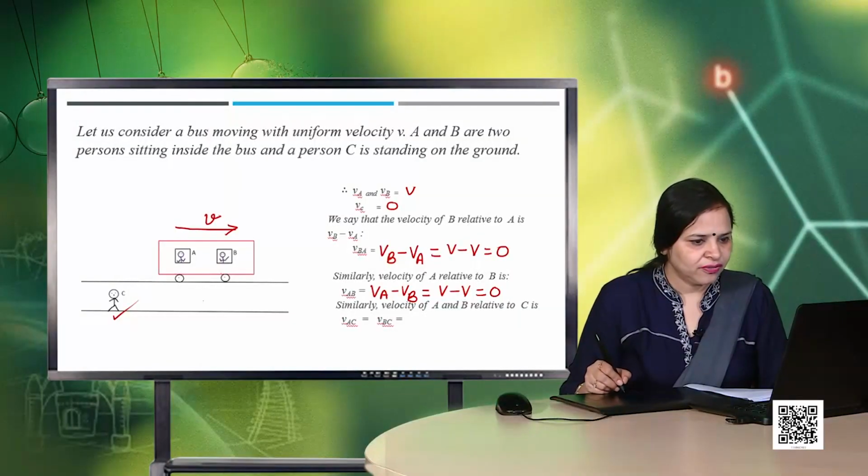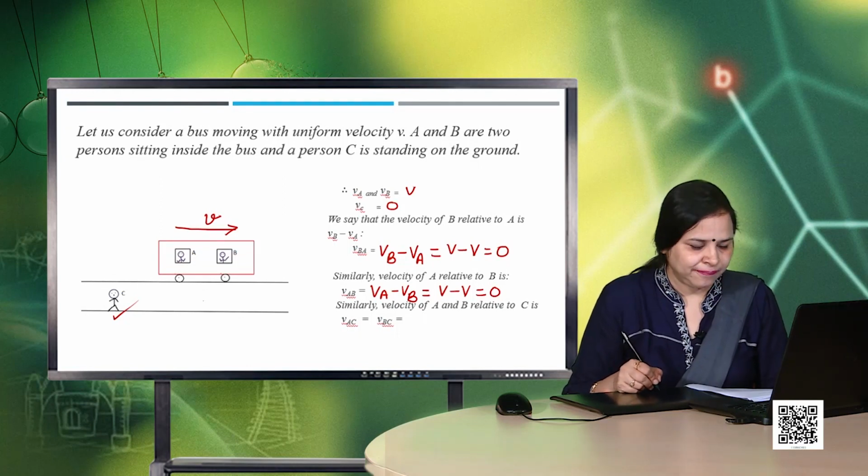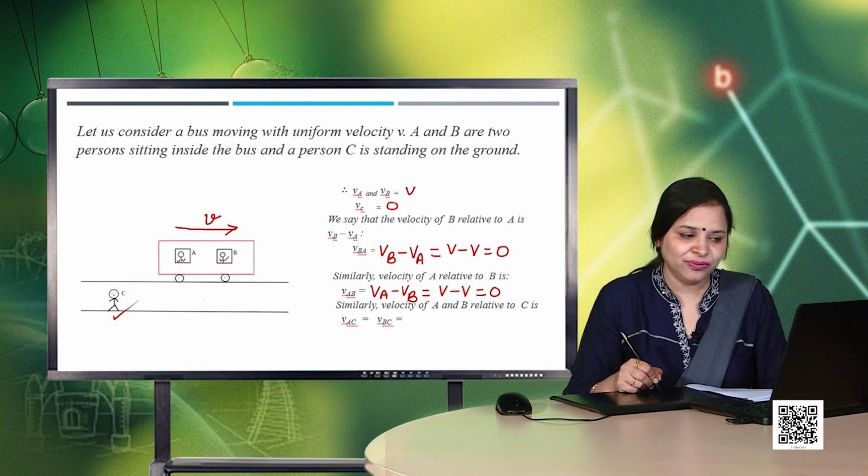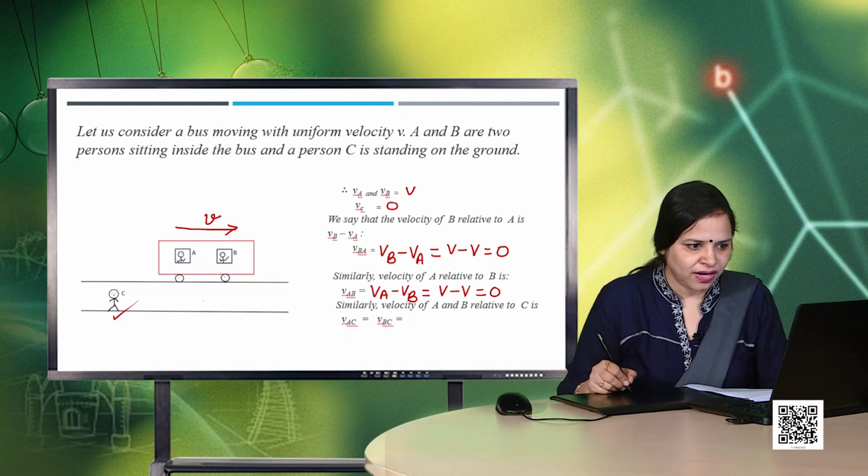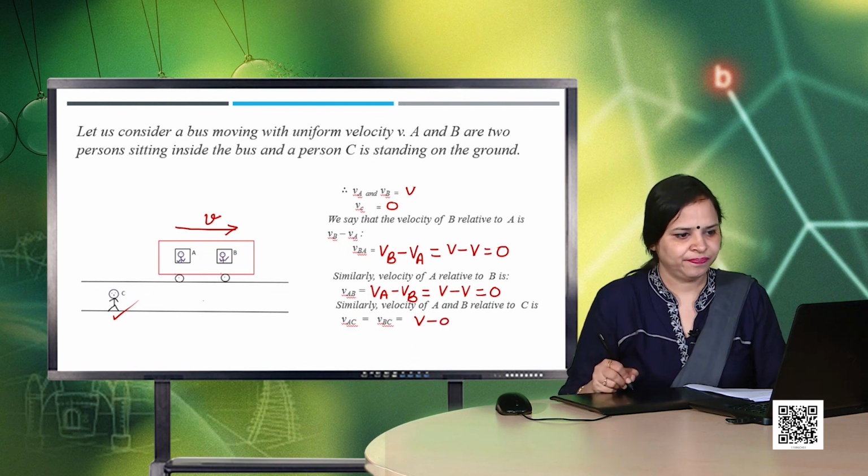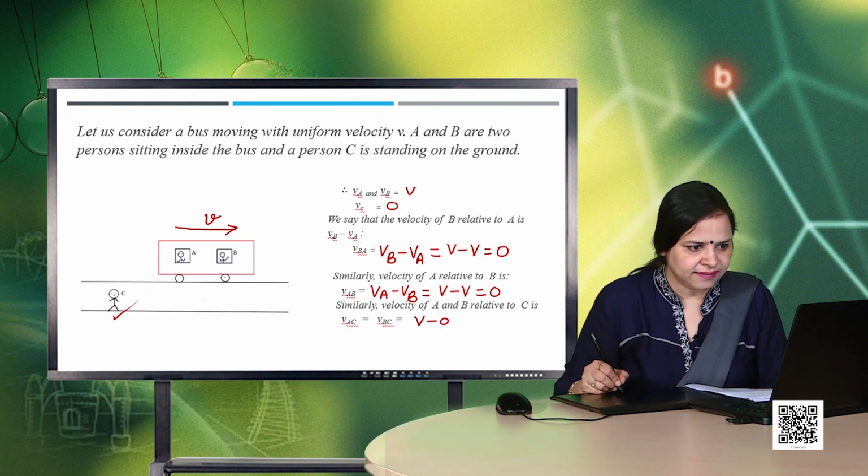Now, the velocity of A relative to C, C is the passenger who is standing on the ground, the person who is standing on the ground. So, the velocity of A relative to C, or the velocity of B relative to C, will be the same, that is V minus 0. So that is how it is equal to V.